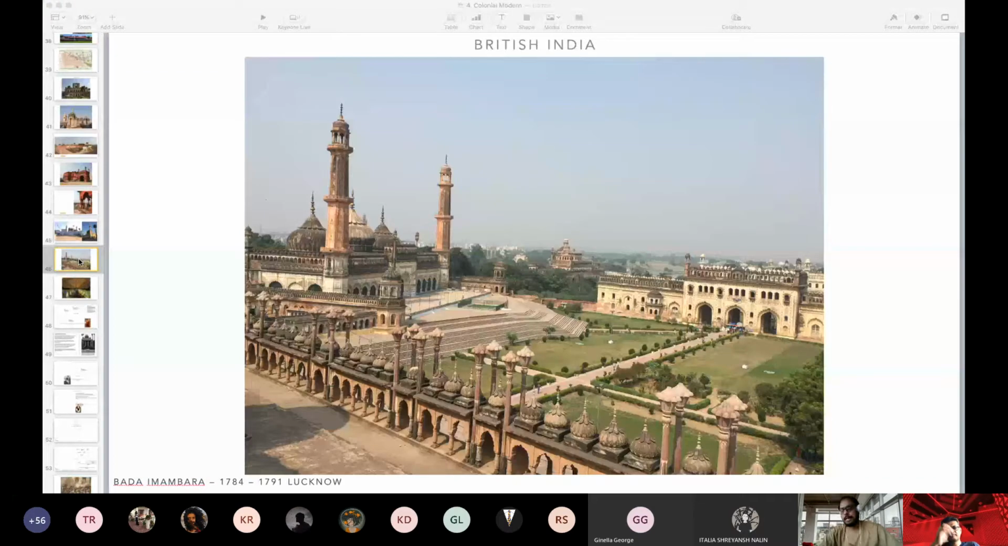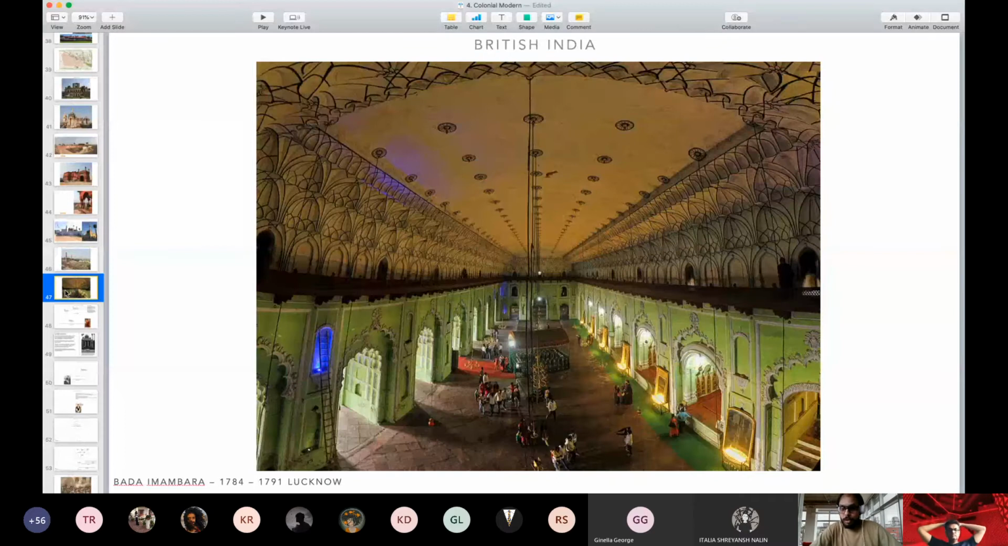And in Lucknow especially, in the 1780s or so, there's a serious famine, and the Nawab commissions a massive project for generating employment, called the Bada Imambara. I think it is one of the most expansive commissions ever. And what is the Bada Imambara? It has a mosque, a stepwell on one side, and a huge central building with a massive dome-like structure. That is in many ways the public space for the people of Lucknow.